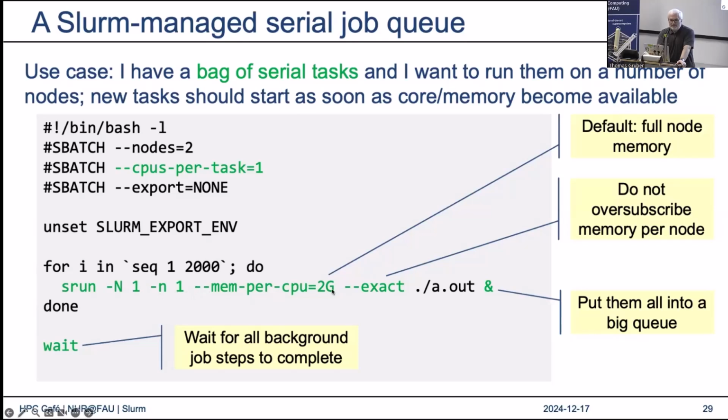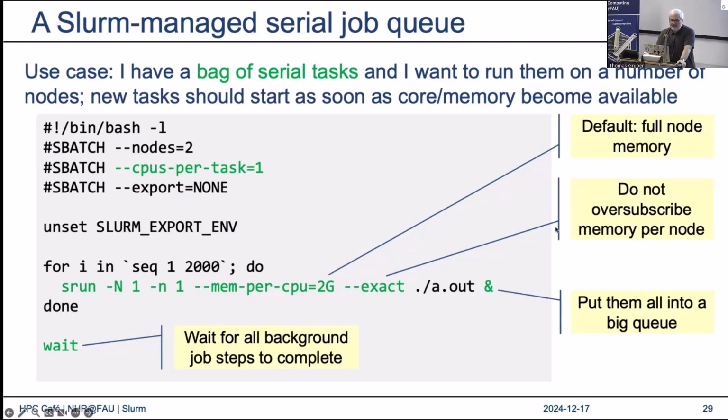This mem per CPU 2 gig is necessary because by default, Slurm assumes that your job will use all the available memory on the node. So on Fritz, this will mean 256 gigabytes. That's a little bit too much, and also it will lead to the effect that no 2 sruns can run concurrently. So here we're making a reasonable estimate, like 2 gigabytes, and this way, for example, on Fritz, 72 sruns will be able to run concurrently. This is why we need this mem per CPU option.